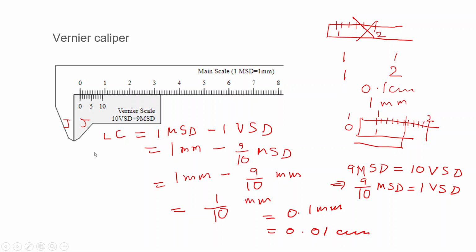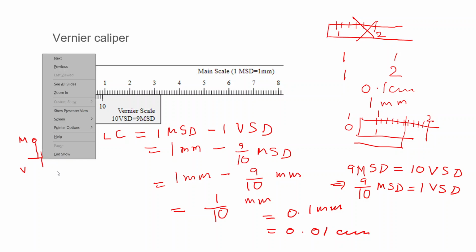But say this is the zero of the main scale, these are the scalings, say this is the main scale and this is the vernier scale, and the zero of the vernier is not coinciding.